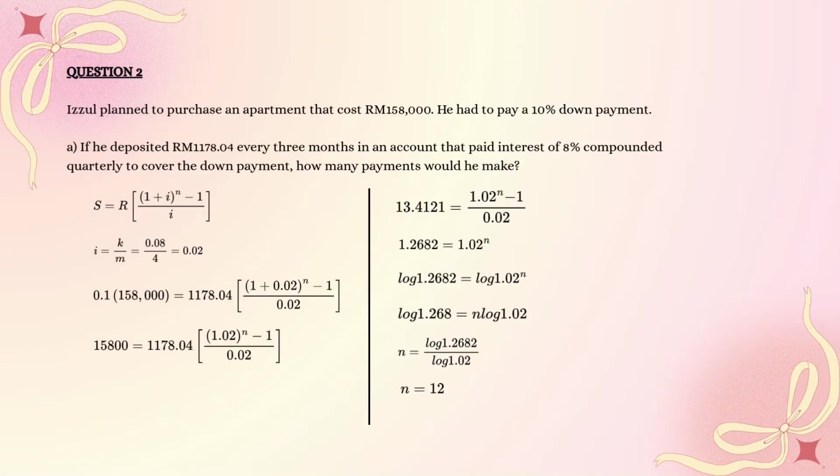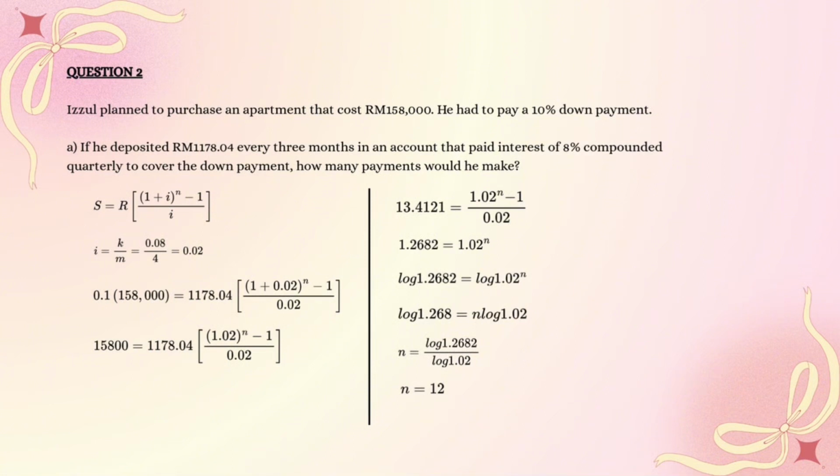Izo planned to purchase an apartment that cost RM 158,000. He had to pay a 10% down payment. If he deposited RM 1,117.84 every 3 months in an account that paid interest of 8% compounded quarterly to cover the down payment, how many payments would he make?